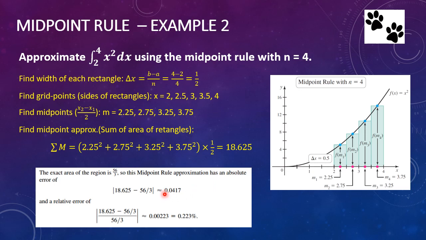If we want to see how close this is, we can use the absolute and relative error formulas. The actual area of the region is 56/3. This is a simple integral to solve. We could have found that. And so here we have the absolute error: the approximation that we just did minus the actual value gives us 0.0417. If we then divide that by the actual area, we get 0.00223. Again, expressing this as a percentage gives us 0.223%, which is about 1/4 of a percent.